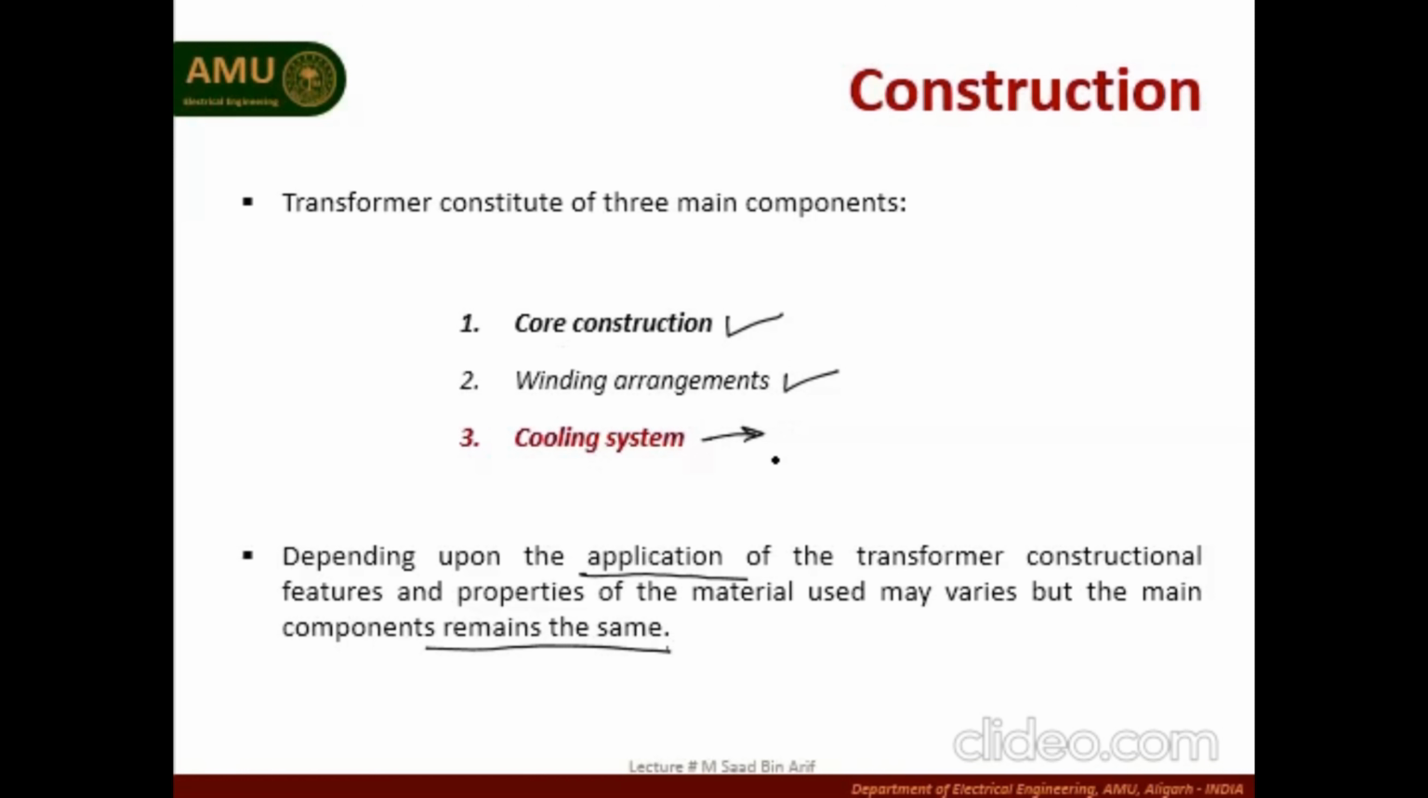For a small rating transformer, we may use an air-cooled system, whereas for a large or high rating transformer, we have to use a forced cooling system, maybe forced oil cooling or forced air cooling. But you will find that in all transformers we have three main components that remain the same. All transformers have a core, all transformers have winding, all transformers have a cooling system. Now we will discuss more about the core of a transformer.